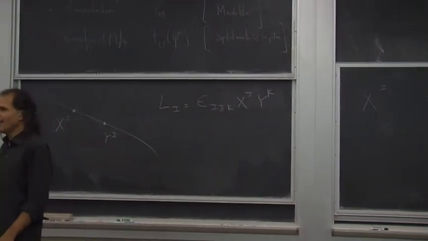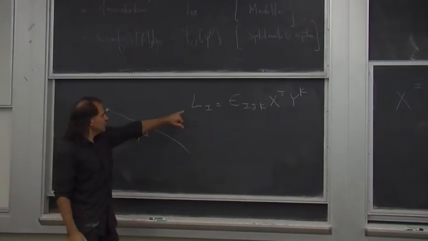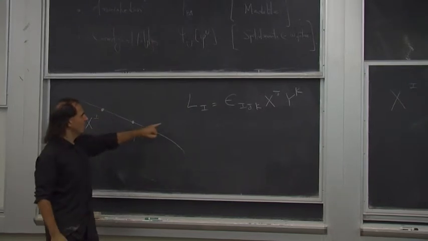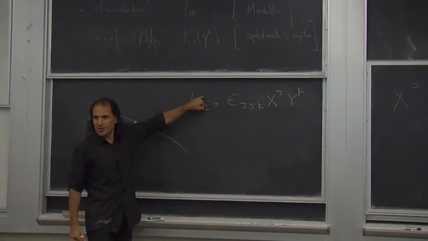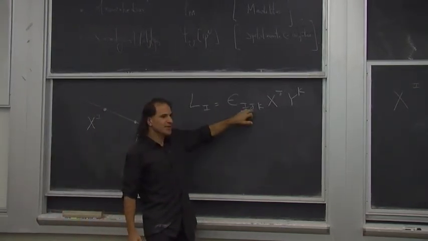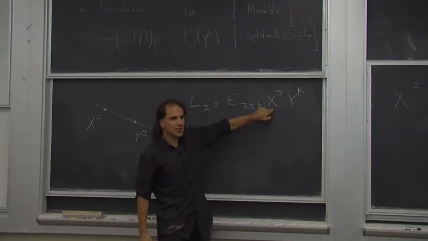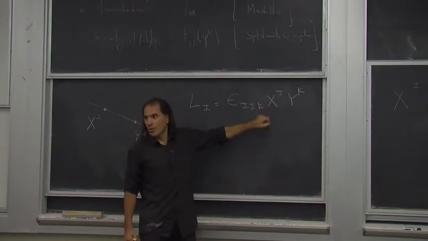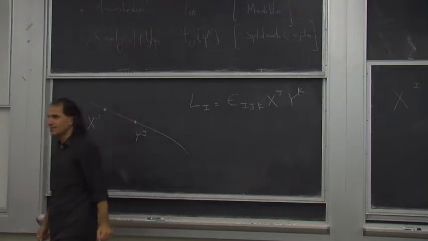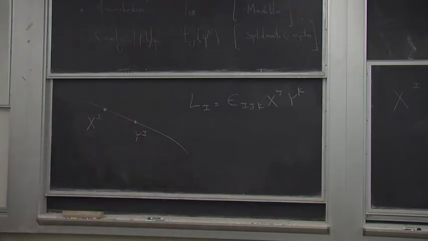Now, let's actually check that it's true. Is it true that x is on this line? Well, why, yes, it is, because if I contract this with x, the epsilon symbol is antisymmetric. There's two x's, so it kills it. Okay? Similarly, y is on it. All right? That's cool, right?